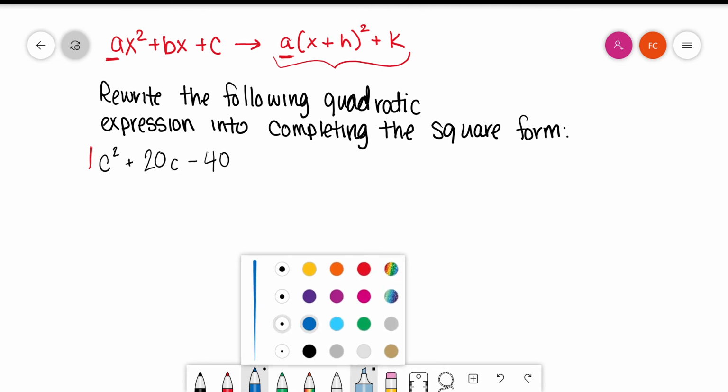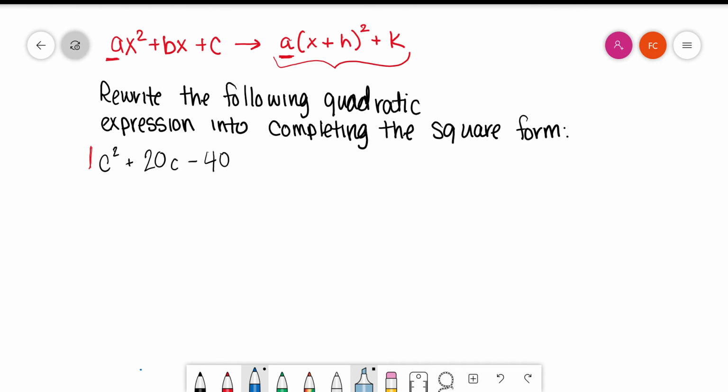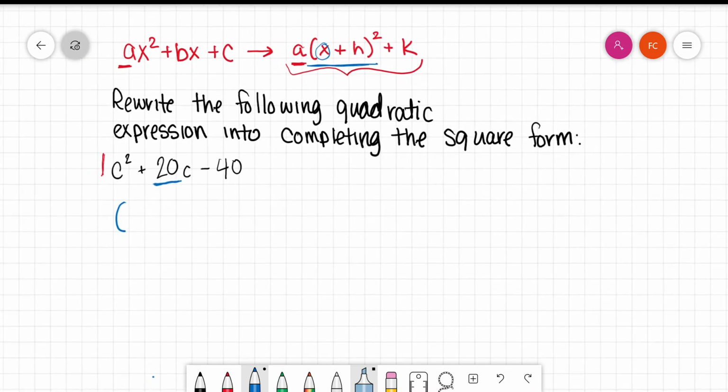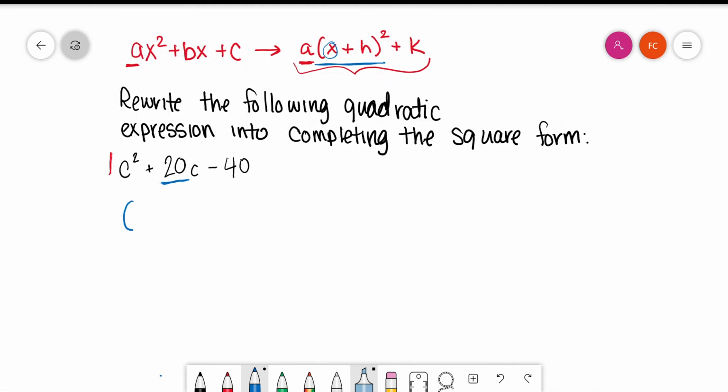So the first thing I'm going to do is take my middle term, my b value, and cut that in half. So you have to take 20, cut it in half. Half of 20 is 10. So inside my parentheses, it's going to be, instead of x, I'm obviously going to use c because that's the variable we're using with this particular problem. C, and we said half of 20 is 10, so that's plus 10. And this is what's going to be squared.